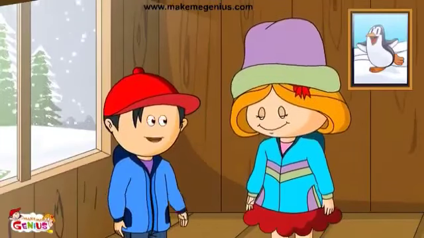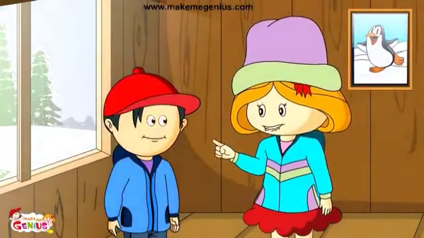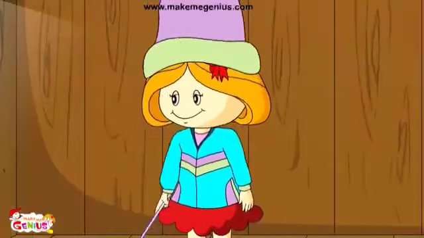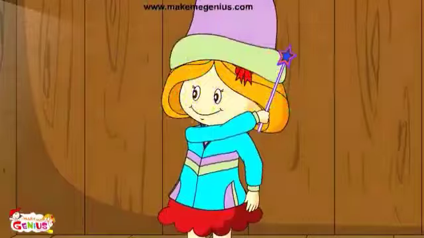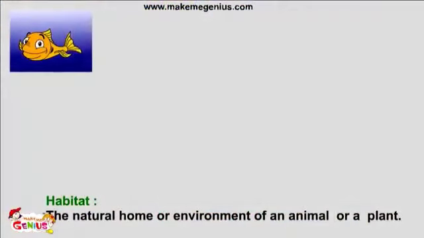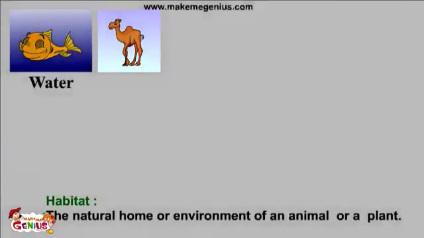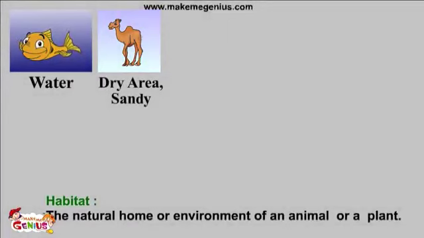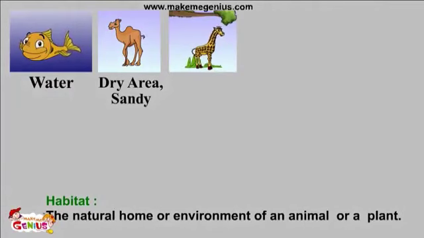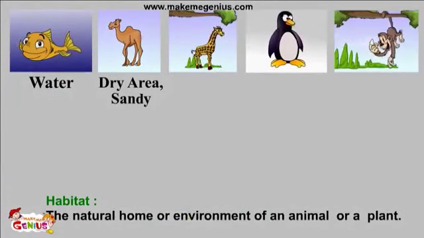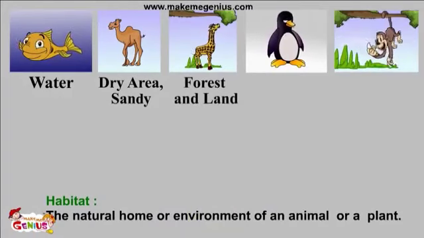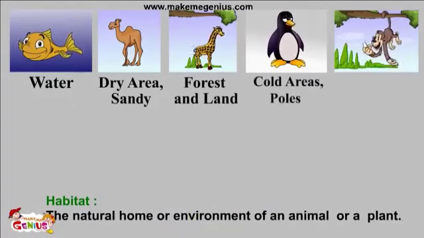Habitat? Can you tell me more about habitats? Look at these animals. Tell me their natural homes. Oh, it is a fish. Its natural home is water. Yeah, water is a habitat for fish. What about a camel? Where does he live? A camel lives in dry and sandy place, so desert is his habitat. Good. And tell me, what about giraffe, penguin and monkeys? A giraffe lives in a forest, penguin lives near the poles, and monkeys live on trees.